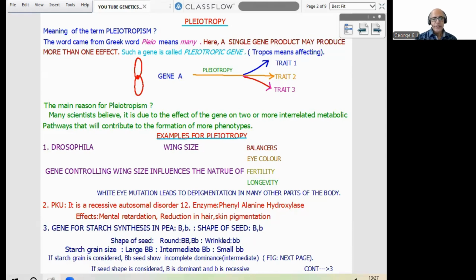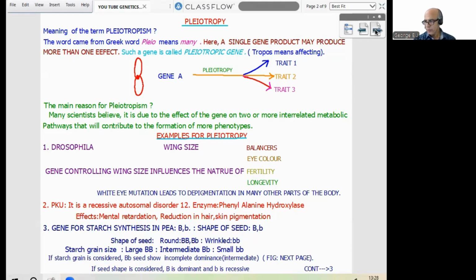So when we take starch grain, considering only capital B and small b, capital B and small b gives three phenotypic events. Capital B, small b seed shows incomplete dominance, intermediate. If seed shape is considered, capital B is dominant and small b is recessive. Seed shape has only two forms, round and wrinkled. Starch grain size has three possibilities due to incomplete expression, intermediate expression. That is regarding pleiotropy, and it has a diagram that I will show you.